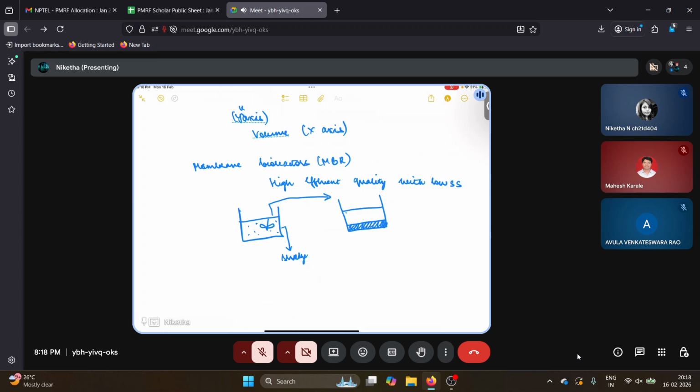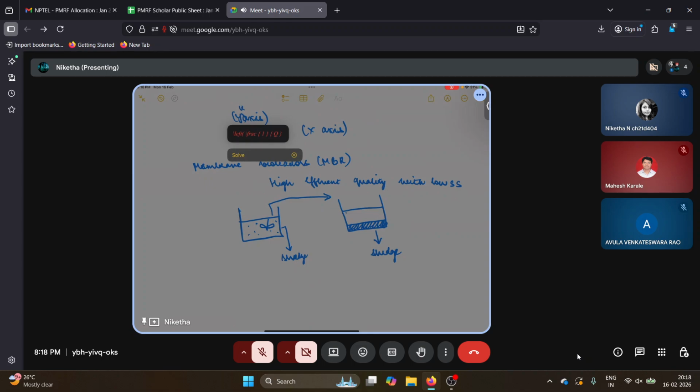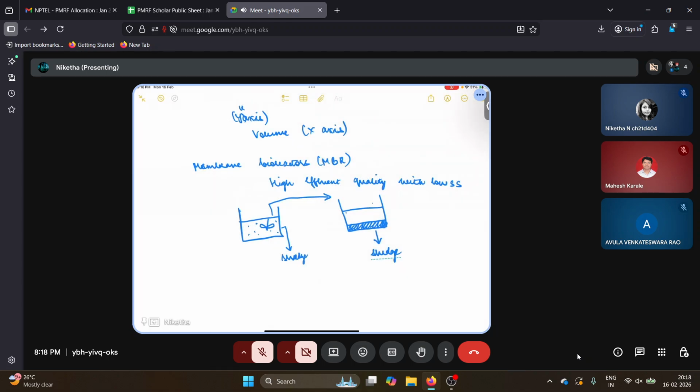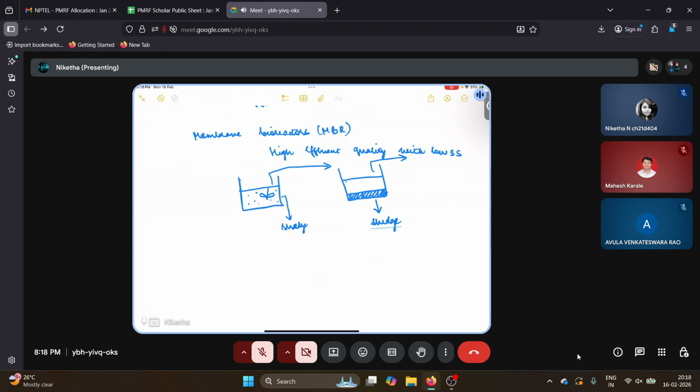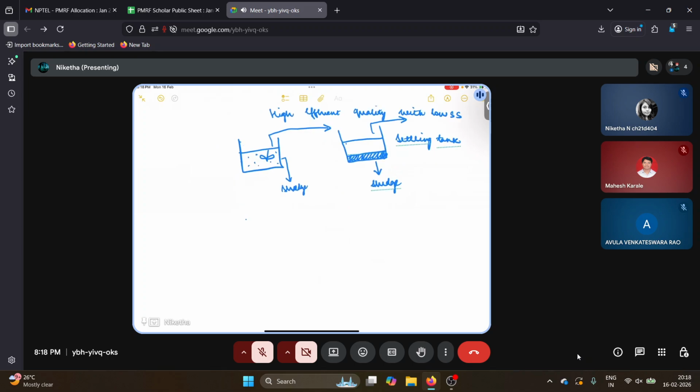So here more sludge will be collected, and the clear liquid will be passed through to the next phase. So instead of having a separate tank for settling, we can combine these two processes in one using a membrane bioreactor.